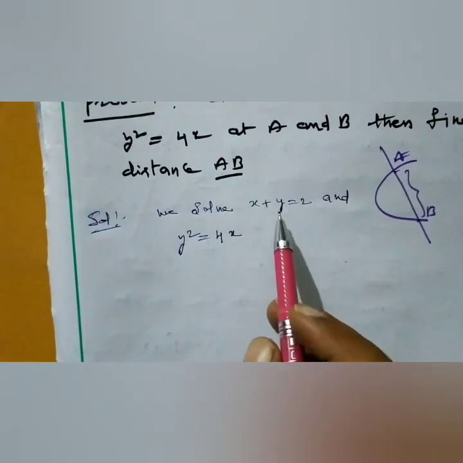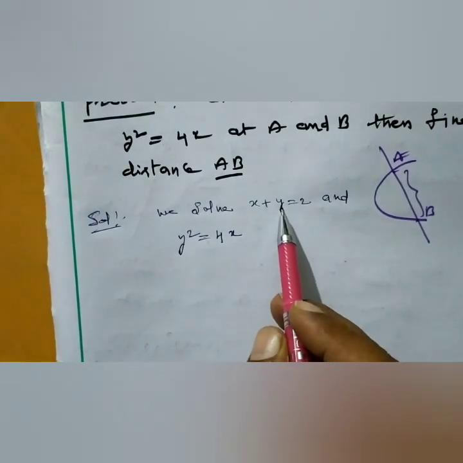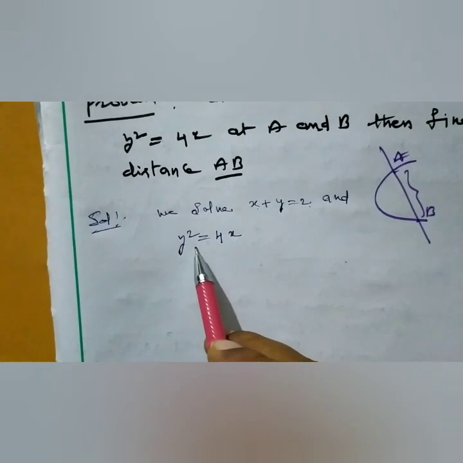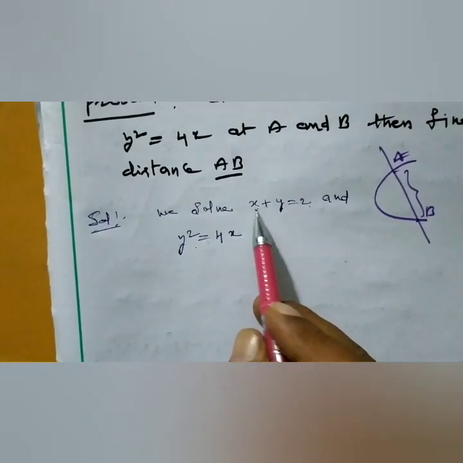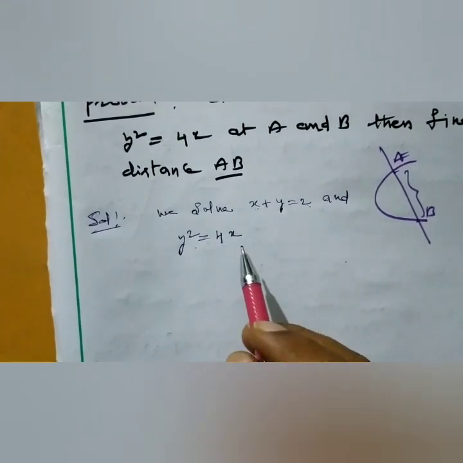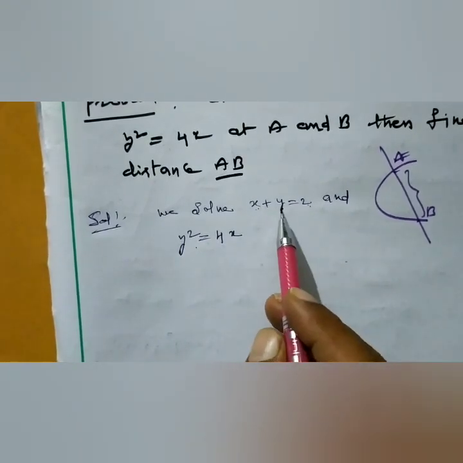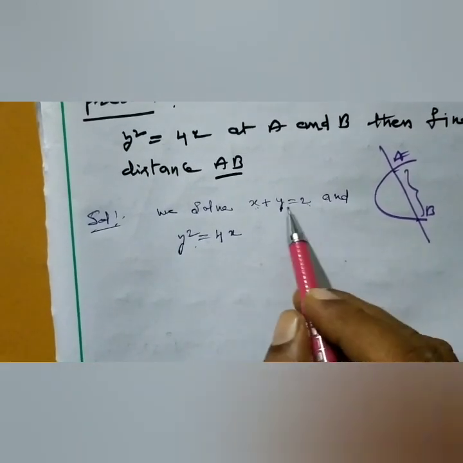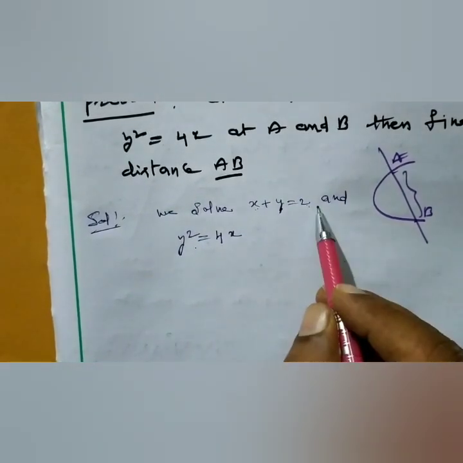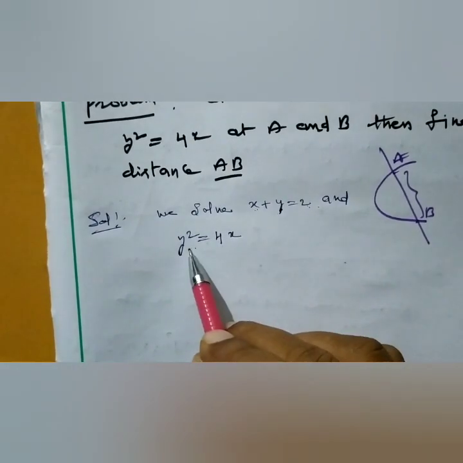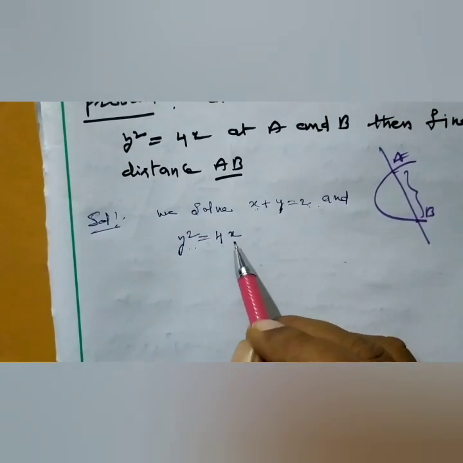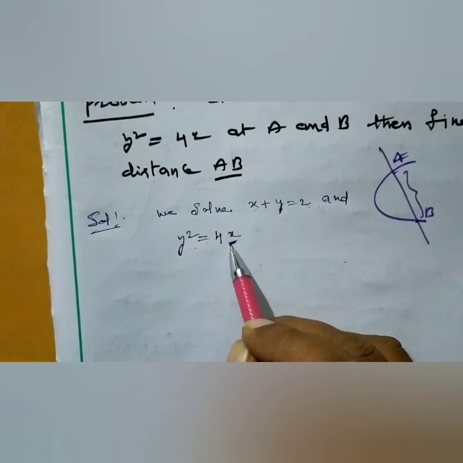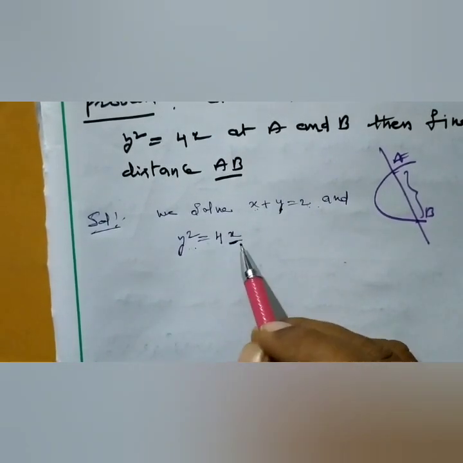So how do we solve? We replace y is equal to 2 minus x in this equation, or x is equal to 2 minus y in this equation. What is better for us? If we substitute y, it is to be squared. If you write y is equal to x minus 2 in this equation, it is to be squared. So let us try to eliminate x, because it need not be squared.